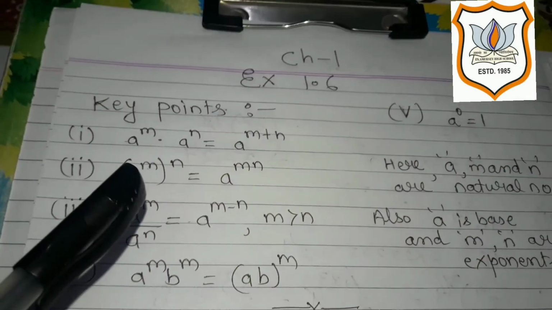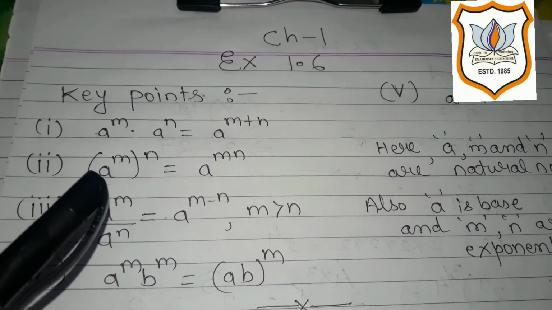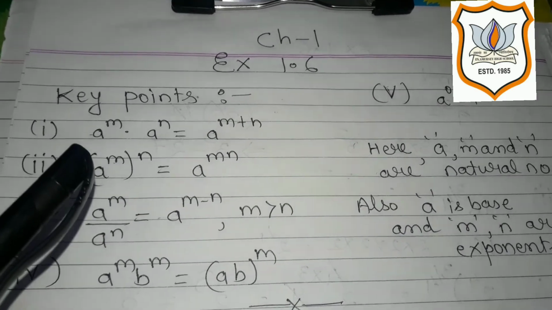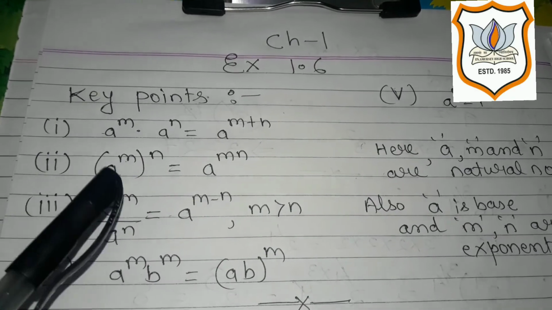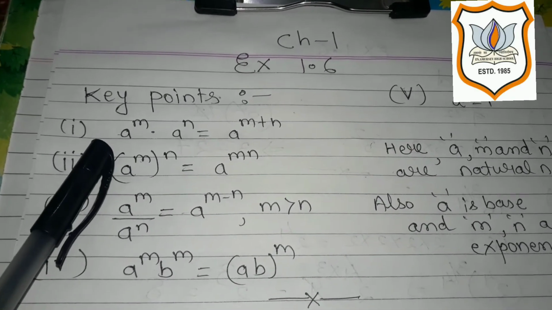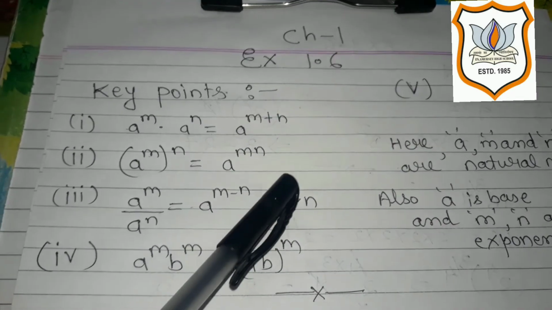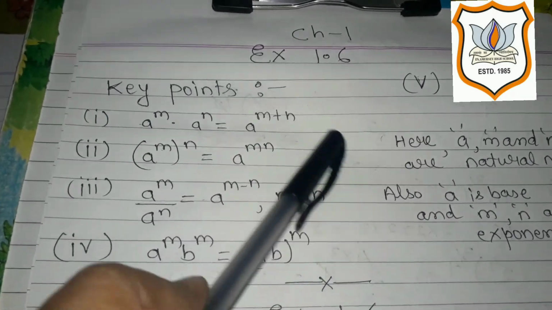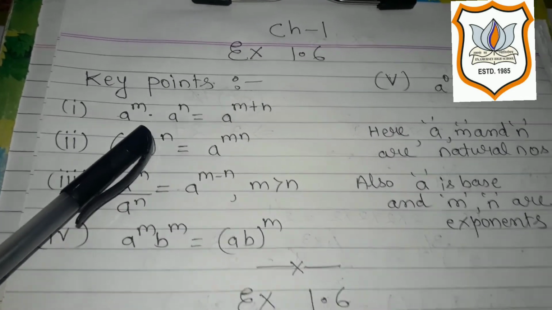Okay students, chapter 1, exercise 1.6. This is the last exercise of this chapter, but before doing this exercise, I would like to discuss some important key points. Key points for exponent values. These identities we have discussed in earlier classes already. Let us discuss it again.